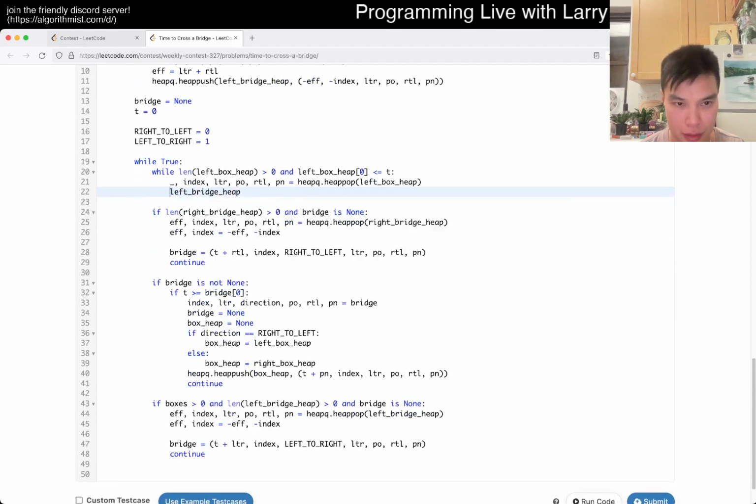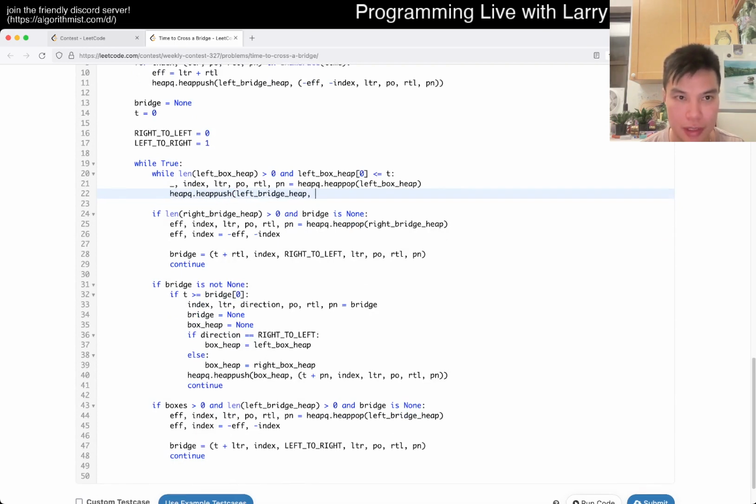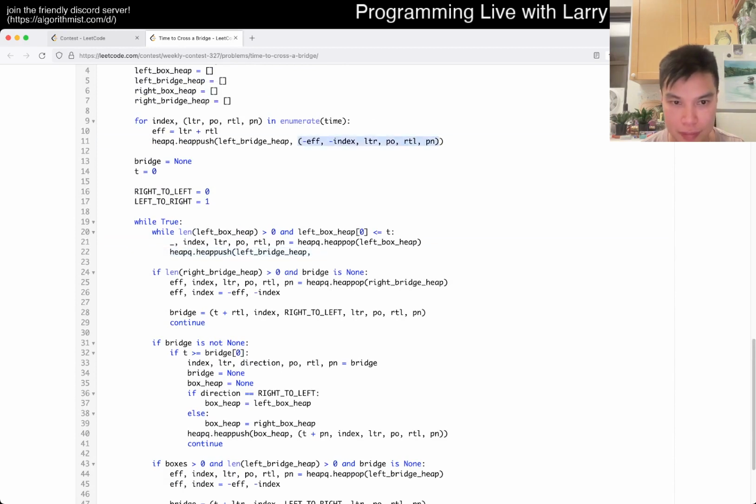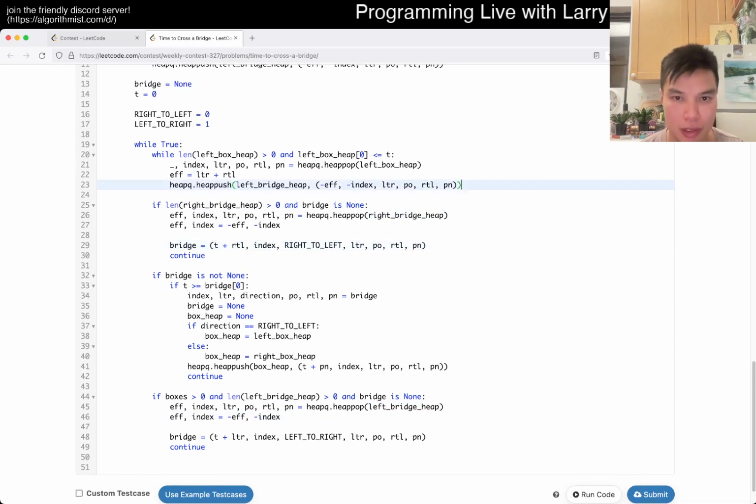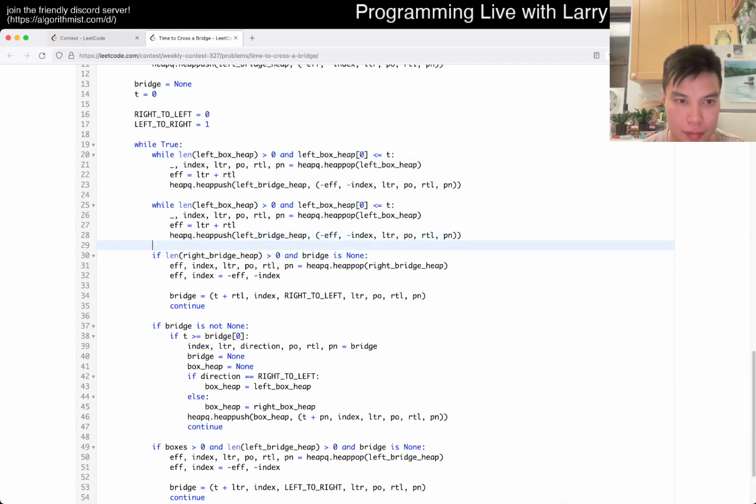Yeah, okay. And then here we have to do this efficiency thing. So I have to bring it back. The bridge heaps should have this. Okay. And then the right side. I think we're mostly done, except for we have to accelerate it.